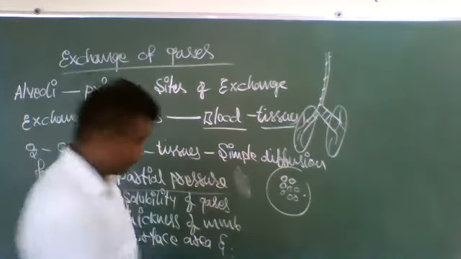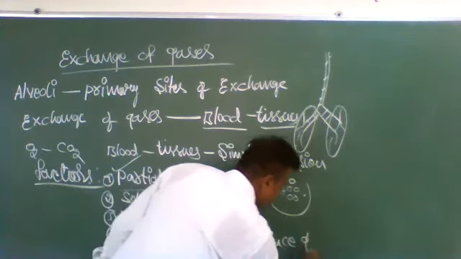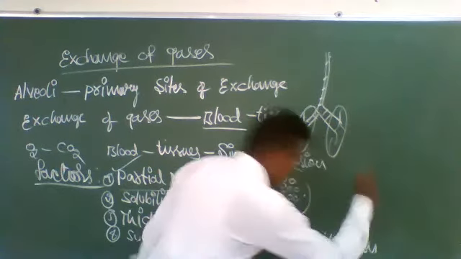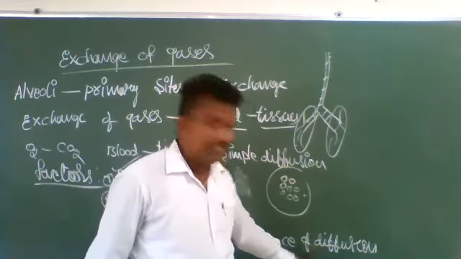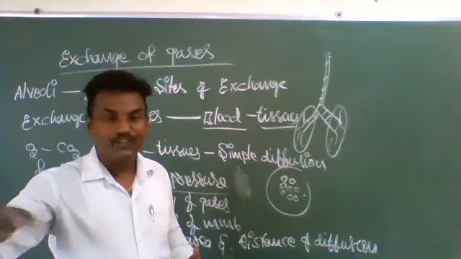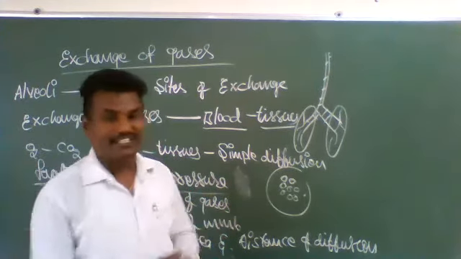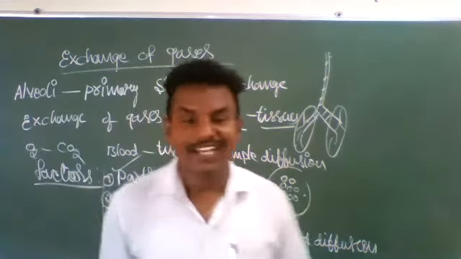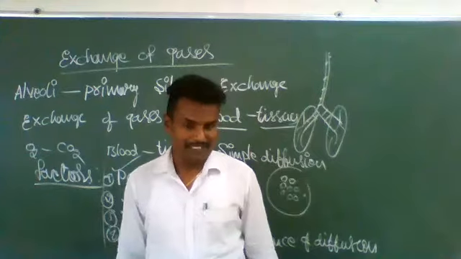Distance of diffusion. If the distance is more, the diffusion process does not occur. Diffusion is very effective over a short distance. If all these factors are favorable, then exchange of gases occurs effectively by the simple diffusion process.